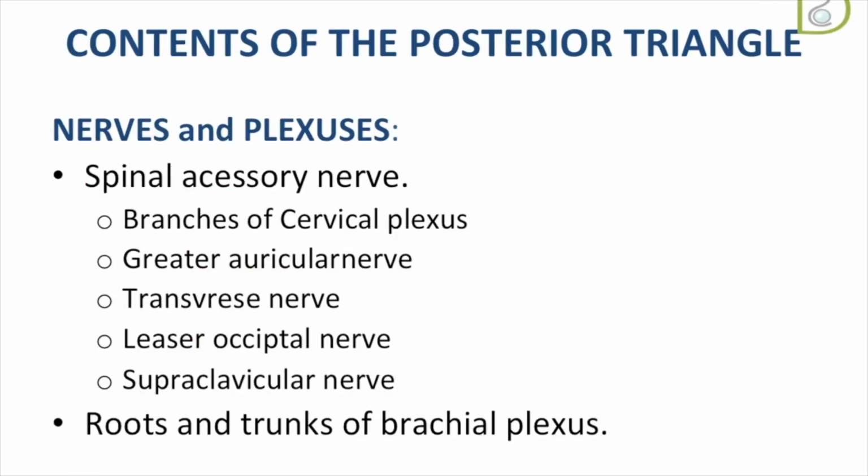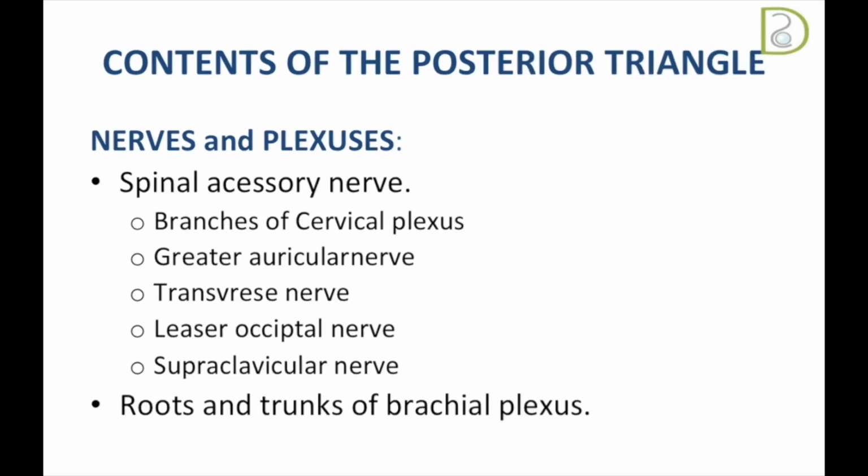Let's talk about the content of the posterior triangle. We have nerves and plexus. We have the spinal accessory nerve, and branches of the cervical plexus: the greater auricular nerve, transverse cervical nerve, lesser occipital nerve, and supraclavicular nerve. Here we have the clinical significance of the posterior triangle: the accessory nerve may get damaged while taking a lymph node biopsy. Also here we have the roots and trunks of the brachial plexus.